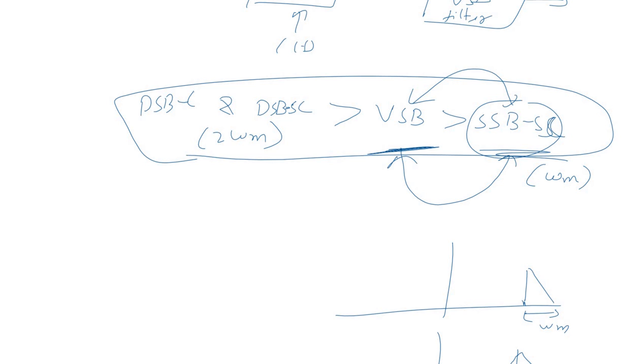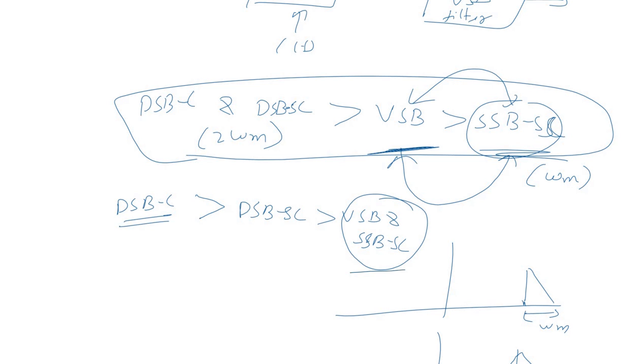In terms of power requirement, obviously the power of DSB-C is largest because it has the carrier component as well as two sidebands. Then we have DSB-SC, where we suppress the carrier signal, and then we have VSB and SSB-SC. So the power requirement for VSB and SSB-SC is the same, and it is least.